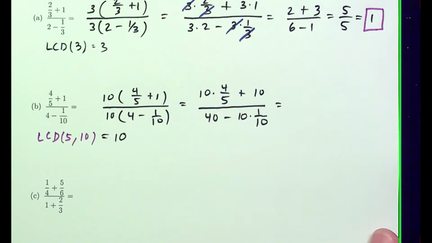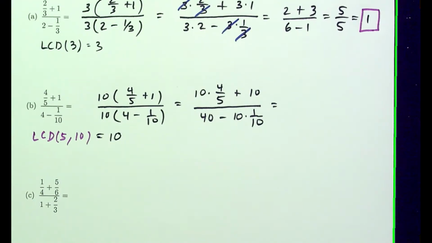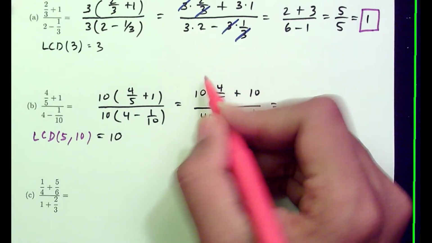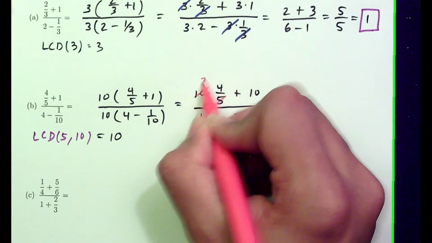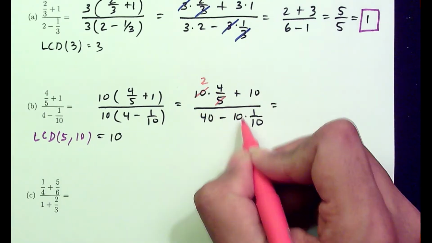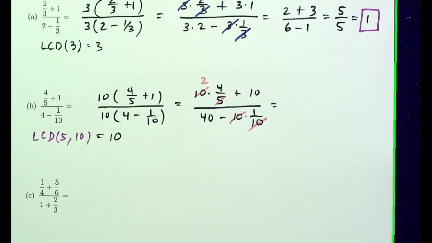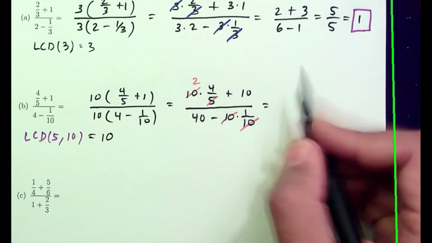Okay, now we're going to simplify this. We're going to cancel a 5 from the 10 and the 5, and we're going to get a 2. So it's like 10 divided by 5, that's 2. And then these cancel. So what are you left with? You're going to be left with 2 times 4, which is 8.